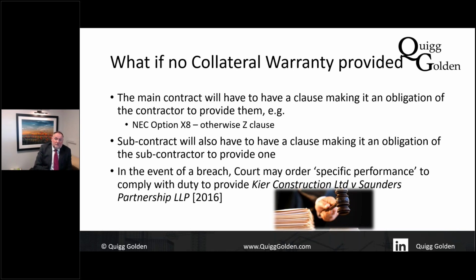And that's an order for specific performance, and they're basically required to provide the warranty. But there's no point going to the court and saying, well, my subcontractor won't provide a warranty, and the judge says, well, where is it required to provide the warranty in the subcontract? And if it doesn't exist, the court obviously won't entertain your claim. So essentially, build it in there.